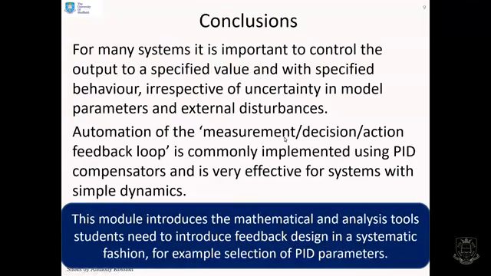Now, this clearly was an introductory video. The rest of the module will introduce the mathematical and analysis tools that you need to look at feedback design in a more systematic fashion. And for example, how to actually go about choosing these PID parameters.